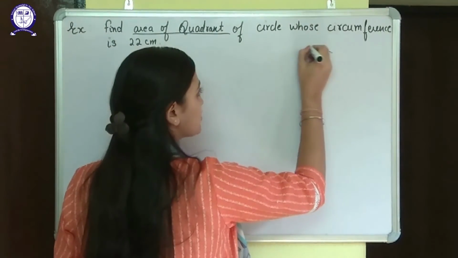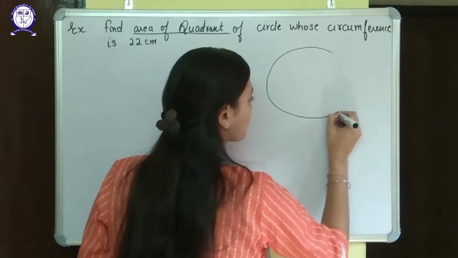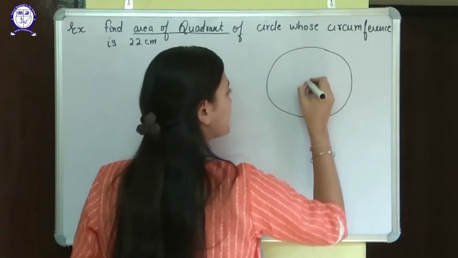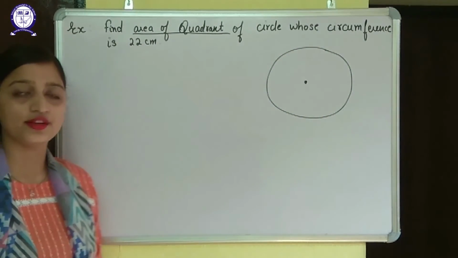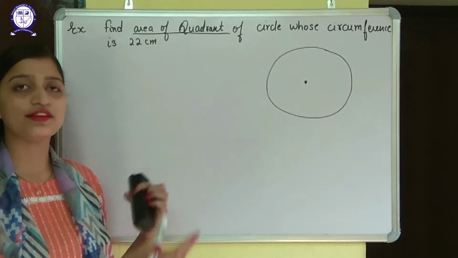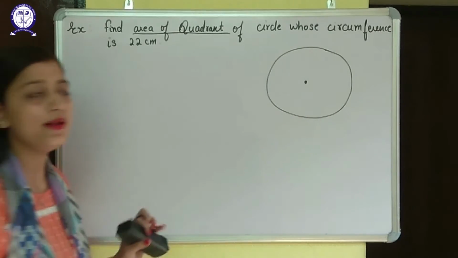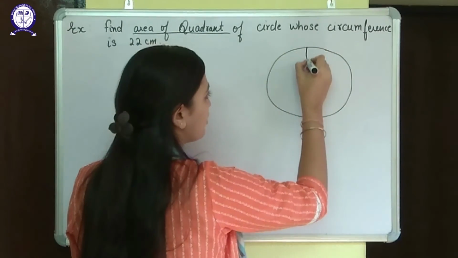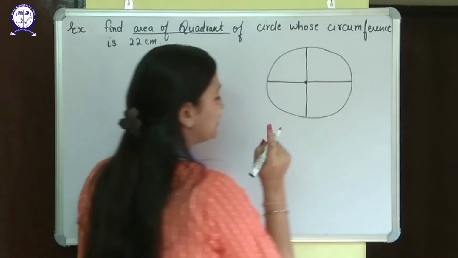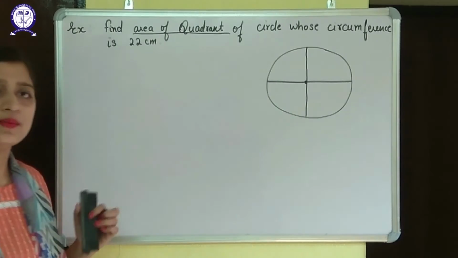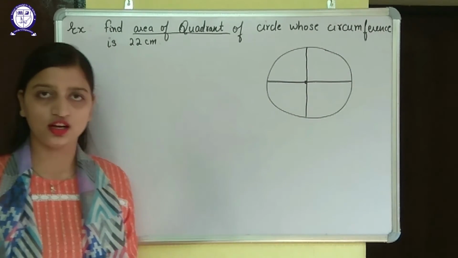First of all, this is a circle and this is the center of the circle. Now what is a quadrant? Quadrant is anything which will divide the circle into 4 equal parts, like this. We make the quadrants like this. These are the 4 equal parts of the circle.